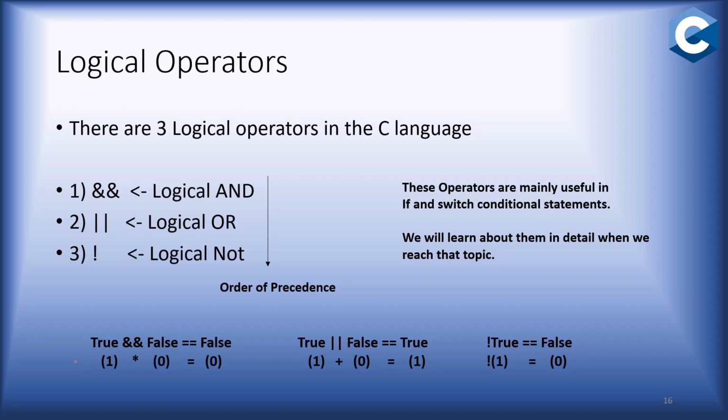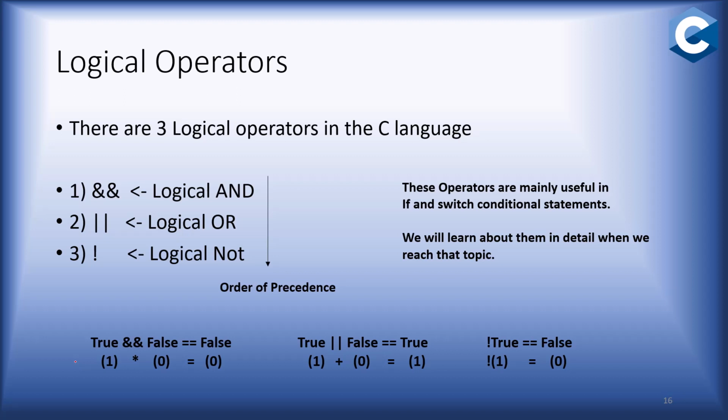1. Logical AND. This operator returns true only if both conditions it connects are true. Imagine it as an AND gate. Only when both inputs are true does the output become true. 2. Logical OR. This operator returns true if at least one of the conditions it connects is true. Think of it as an OR gate. If either input is true, the output is true.